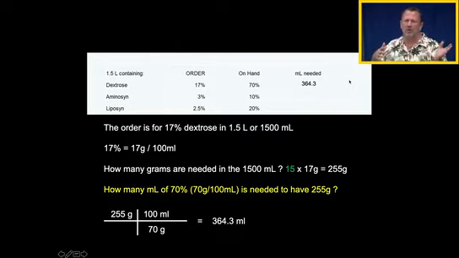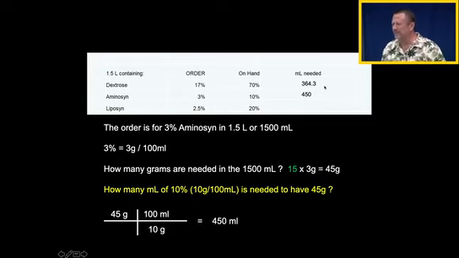That's how much sterile water we'd need to mix up 17% dextrose in a 1,500 mil bag. However, we have multiple ingredients, and as we add the multiple ingredients, we're going to add more and more milliliters of these stock solutions. That means we're going to add all those together first before we add the sterile water. All right, so we figured out how much dextrose we need. Let's look at the aminosyn.